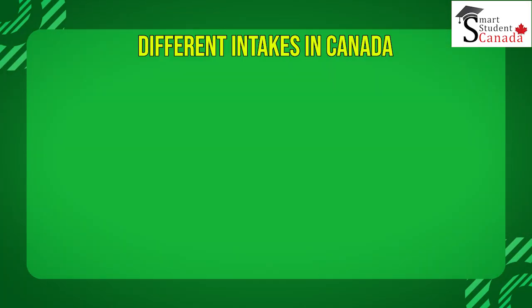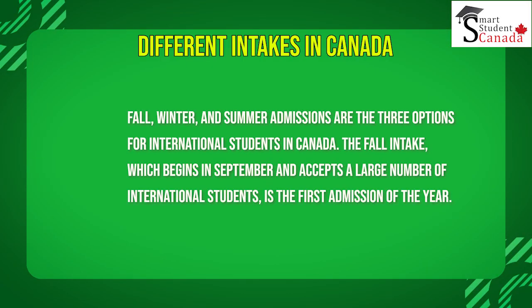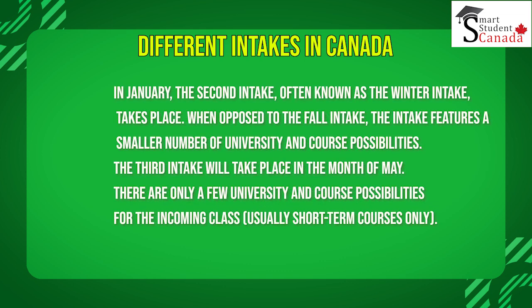Different intakes in Canada. Fall, winter, and summer admissions are the three options for international students in Canada. The fall intake, which begins in September and accepts a large number of international students, is the first admission of the year. In January, the second intake, which is also known as the winter intake, takes place. When compared to the fall intake, this intake features a small number of university and course possibilities. The third intake, which takes place in the month of May, has only a few university and course possibilities for the incoming class.